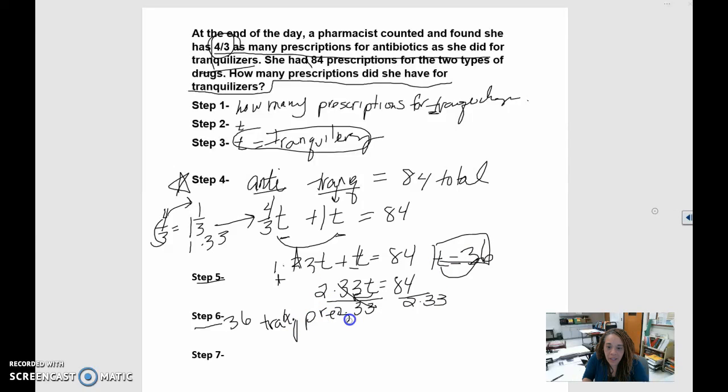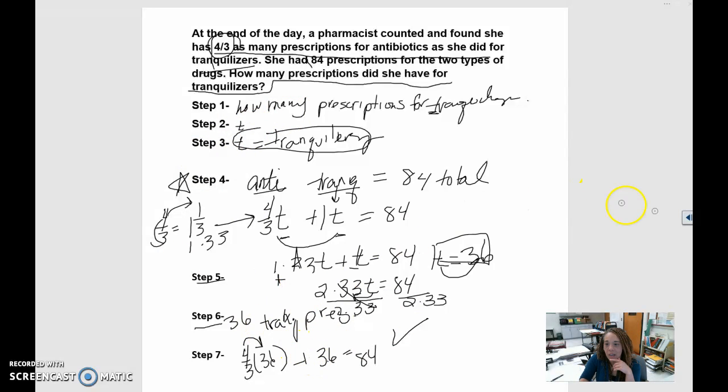You go back and see, does that actually make sense in the problem? Step 7 says, check your answer. So if I went back and I said, okay, well, 4/3 of 36 plus the actual 36 should equal 84. So you're going to take these numbers, multiply, add 36, and it checks out to be 84. You can check that there on your own. These are the 7 steps.